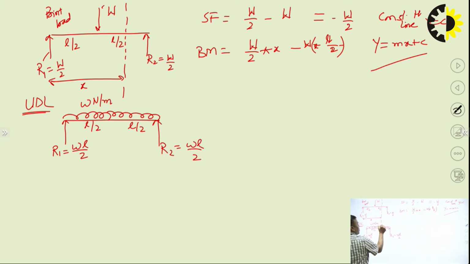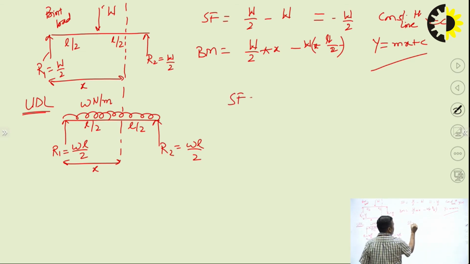Now to write the equation, just take a section at distance x. For writing the shear force equation for the UDL condition, it is the algebraic sum of all the forces acting on either side of the section plane.